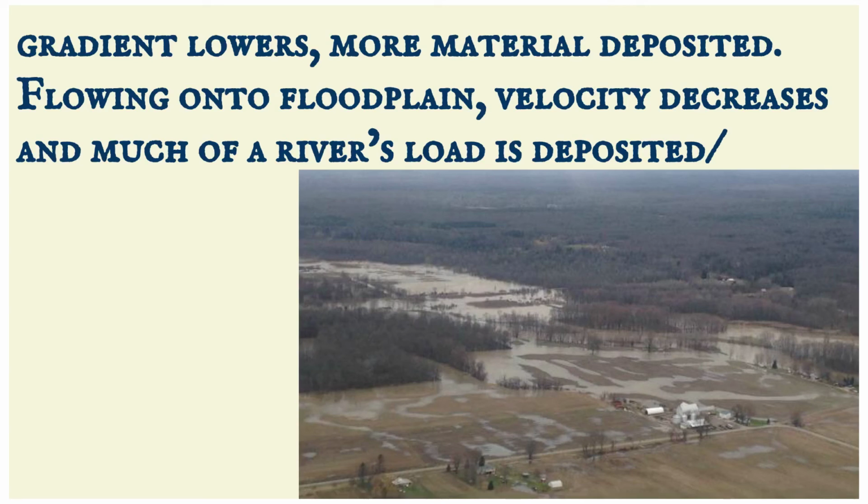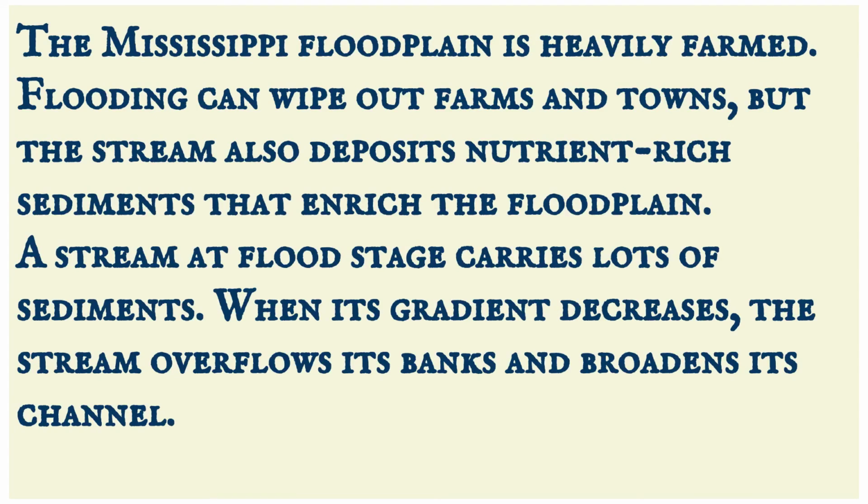So why would you want to build or live in this area? There's going to be a lot of rich nutrients on these floodplains. The minerals that are in those deposits are very good for the plants. So the Mississippi floodplain is heavily farmed, as are our floodplains here in Michigan. Although flooding can wipe out farms and towns, the stream also leaves deposits that are nutrient rich.